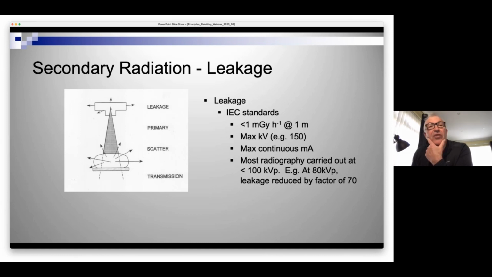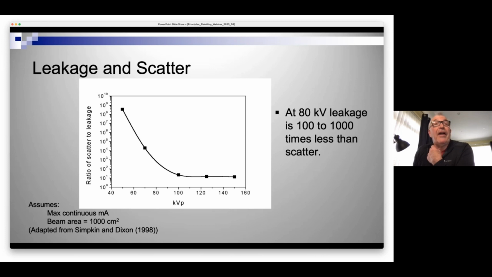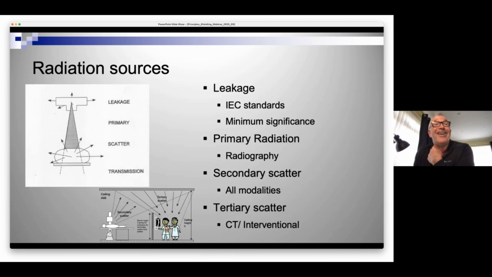Luckily, leakage is constrained by an IEC standard, which I've written down here. The leakage must be less than 1 milligray per hour at 1 meter at the maximum kV that the tube can cope with at its maximum continuous mA. Most radiography is carried out at less than 100 kV, so leakage is immediately reduced by a factor of 70 anyway, because it's not carried out at 150 kV. And in actual fact, leakage is between 100 to 1,000 times less than scatter. So we can effectively ignore it. So we do.